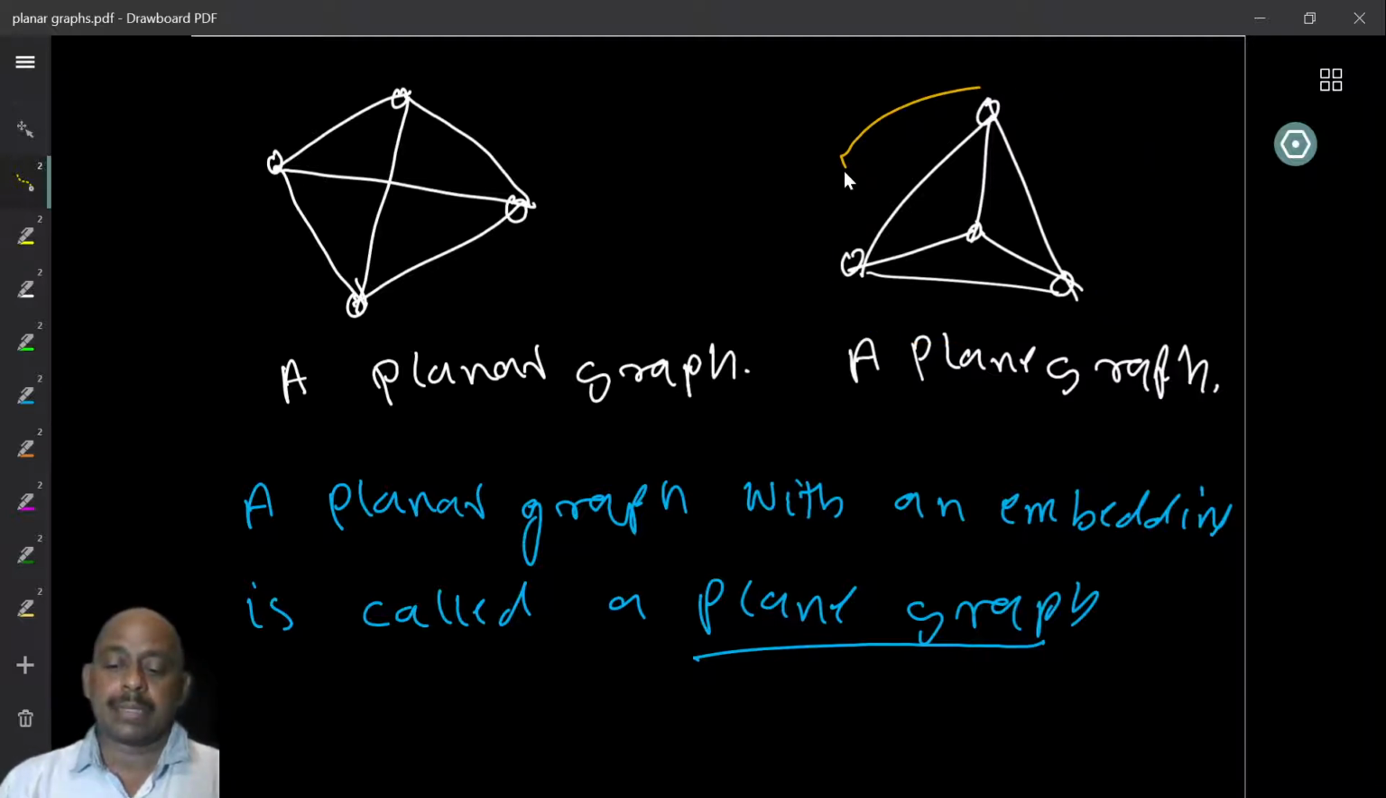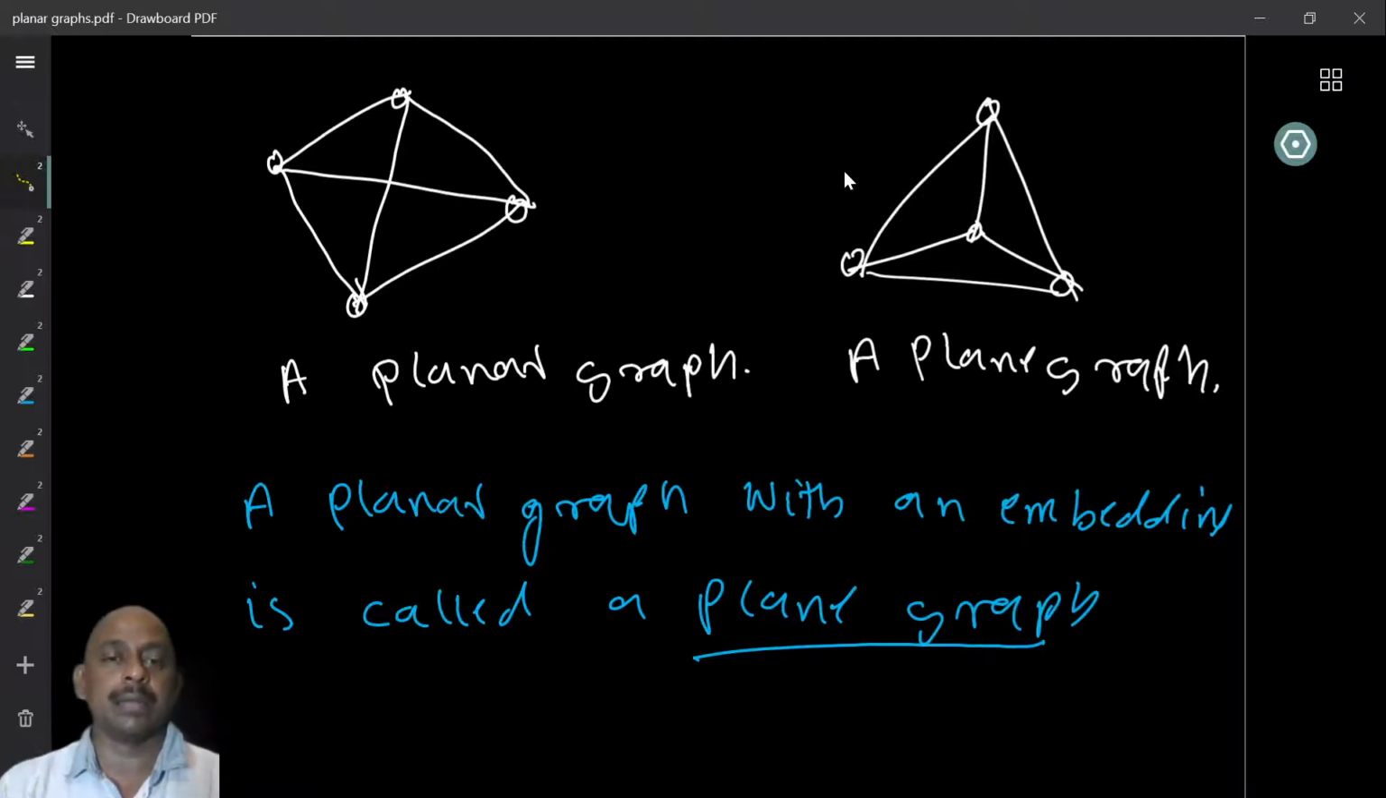Now, consider this embedding of the graph, the second embedding, which is an embedding on the plane. An embedding together with the graph is called a plane graph. If a particular embedding of a graph is on the plane, then we say the graph is a plane graph. The planar graph together with an embedding is called a plane graph. So the second embedding, we say it is a plane graph because it comes with the embedding.